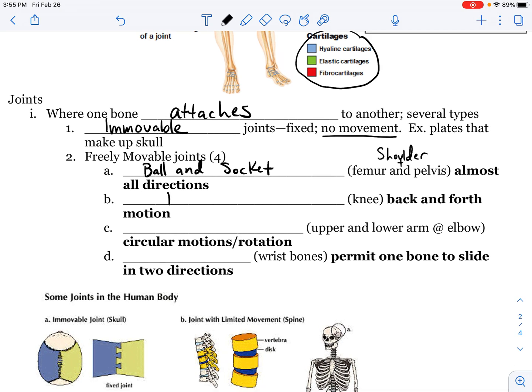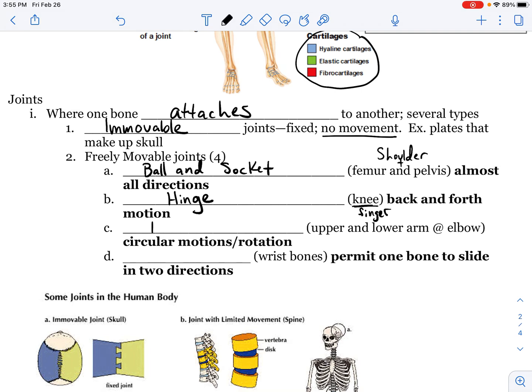And then there's a hinge joint. A hinge joint is back and forth. Good examples are the knee and your finger. If you look at your finger, not at the base of your finger where you get a little bit of wiggle side to side, I'm talking about the top 2 joints of your finger where you can just bend back and forth.